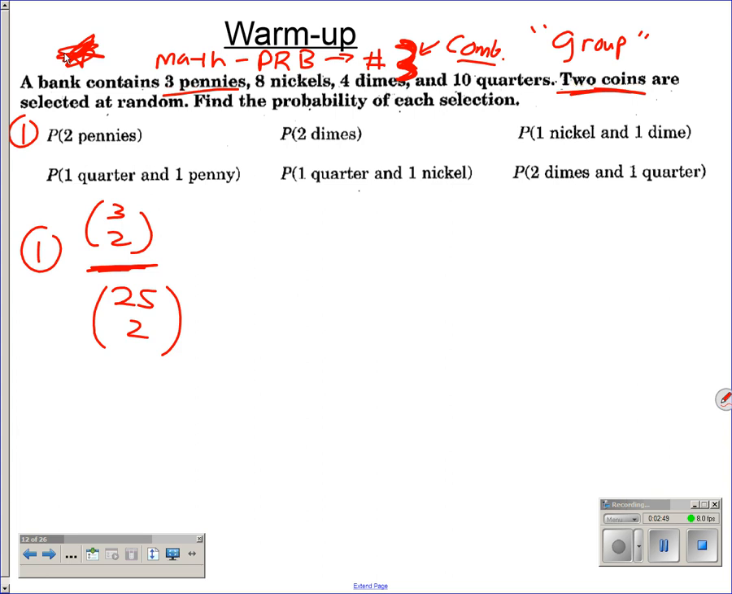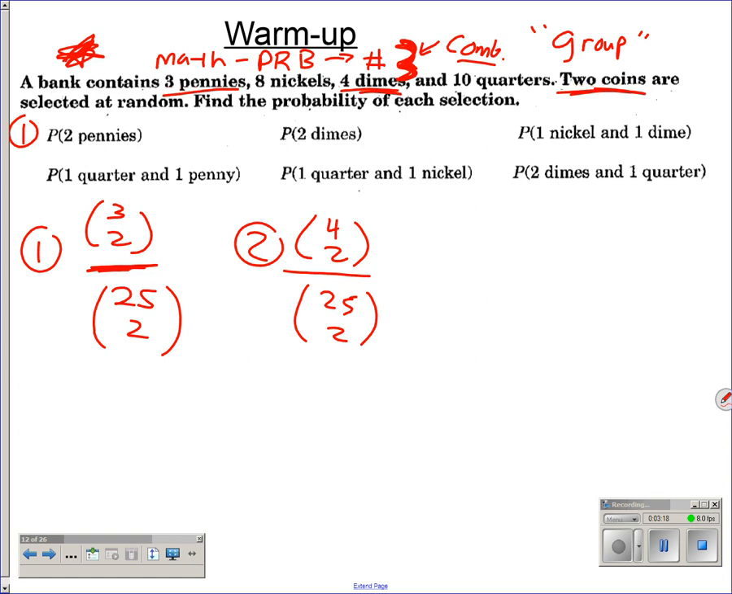For number 2 here, we've got 2 dimes. So look at your individual thing. We've got 4 dimes total. So of those 4 dimes, I'm choosing 2. And then 25 choose 2. It's the same number on the bottom. The denominator is going to be the same because that's just my total number of ways of selecting 2 coins. The denominator will always be 1 combination, and it'll always be your total, choose the total number of coins that you're trying to pick.